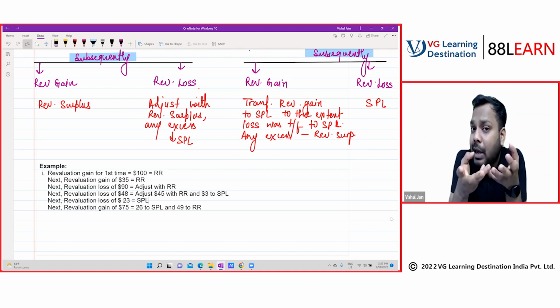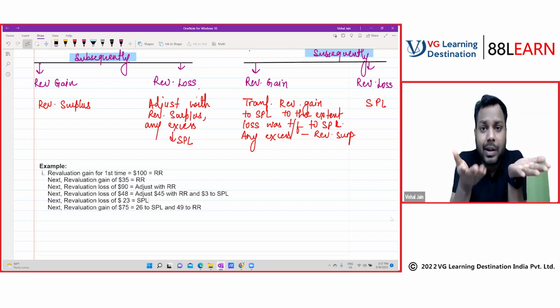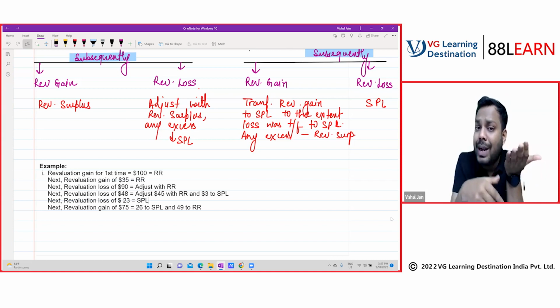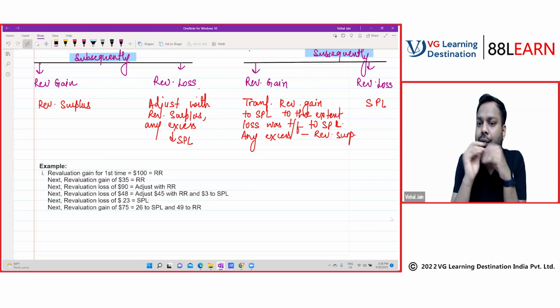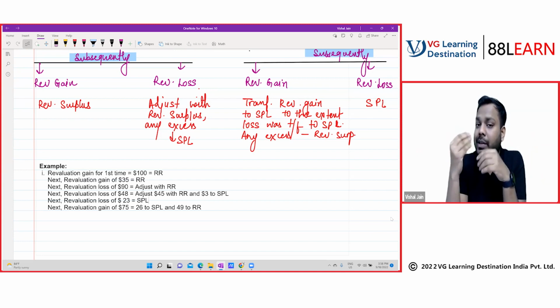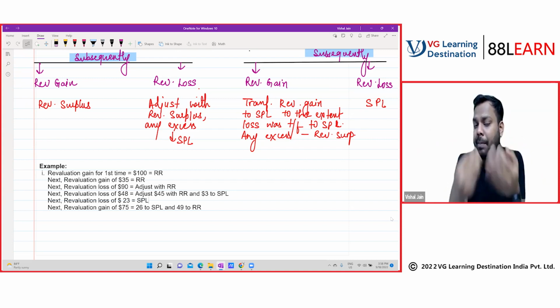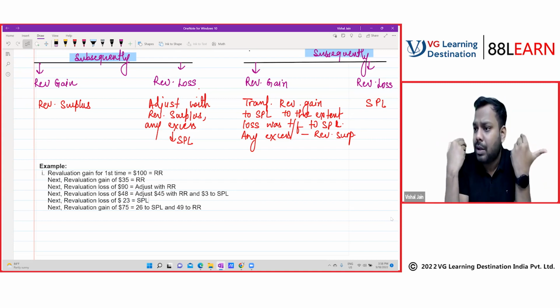First time, if we had a loss, there is no balance of revaluation reserve. So can we decrease it? No. If we don't have balance, how will I decrease it? So what I'll do? I'll take a loan from SPL. First, I will transfer it to SPL for the time being. Now, subsequently, whenever I will have the revaluation gain, I will repay it back to SPL first. And whatever is the remaining is mine.